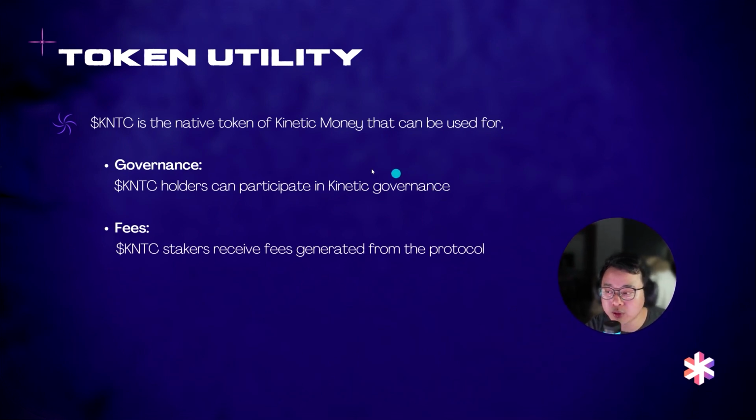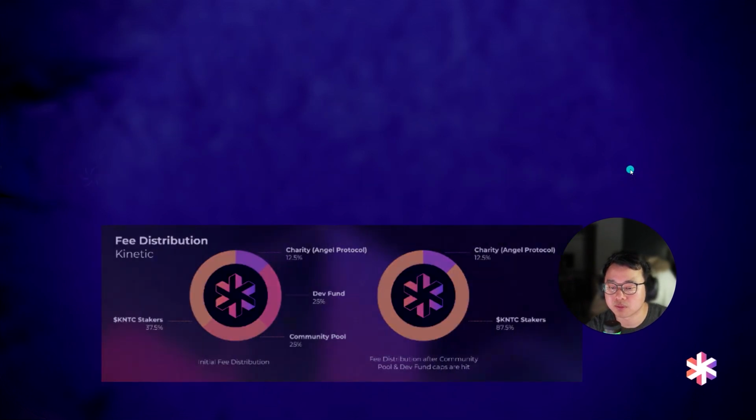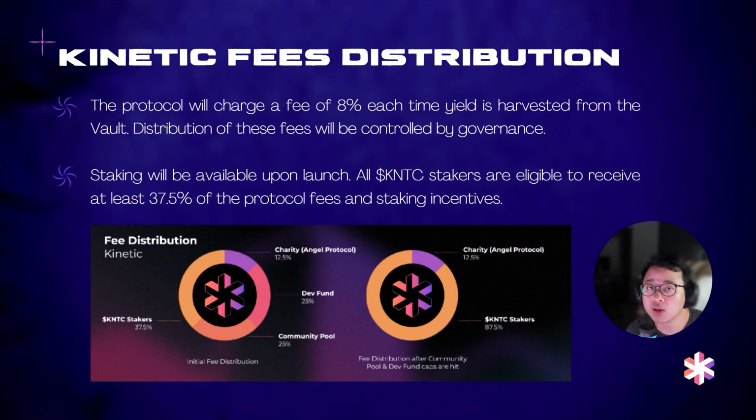Okay, in terms of the token utility, the KNTC is of course the governance token and can be used to partake in governance. And KNTC stakers also receive a fee generated from the protocol. In terms of the Kinetic fee distribution, the protocol will charge a fee of 8% each time the yield is harvested from the vault, and the distribution of these fees will be controlled by governance as well. So if people who hold the tokens decide that 8% is too low, they can always increase it through a governance vote. So that's one of the purposes and utilities for governance.